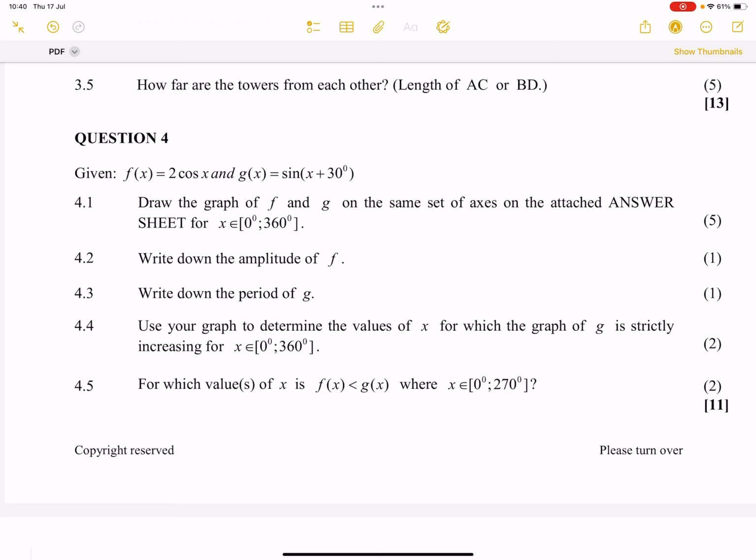Right, and let's get into question 4. We've already answered questions 1 to 3 of this exemplar question paper for grade 11. So let's get into question 4. They say, given f of x equals 2 cos of x and g of x equals sine of x plus 30. Now they want us to draw the graph of f and g on the same set of axes on the attached answer sheet between 0 and 360.